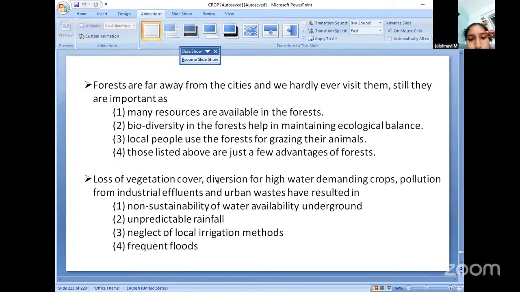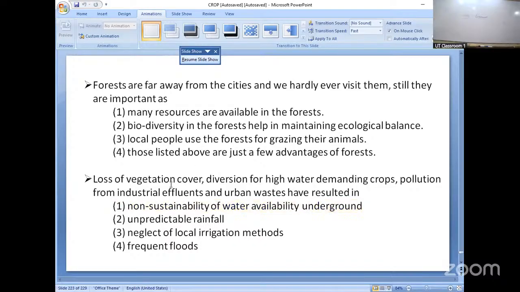Ma'am, second one? Read all this. There are many resources there. Yes, second is also correct. And the local people take their animals for grazing. So those above are just a few advantages of forest. Fourth one. Fourth one, very good.